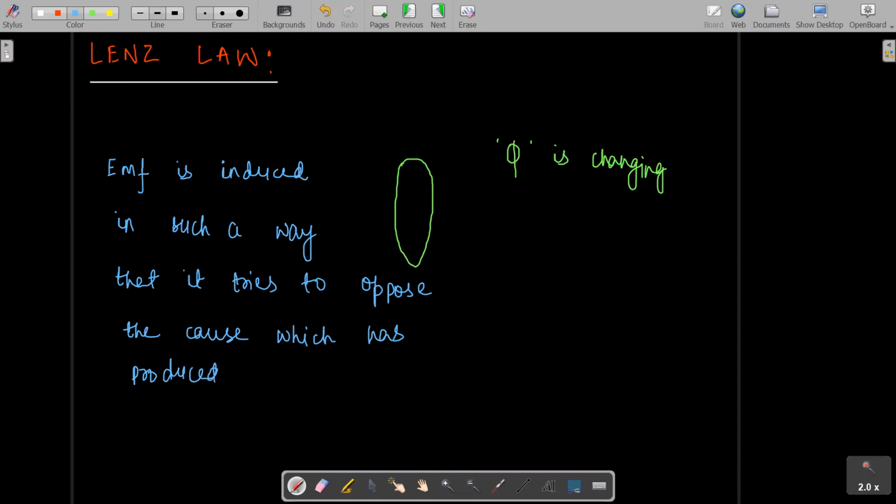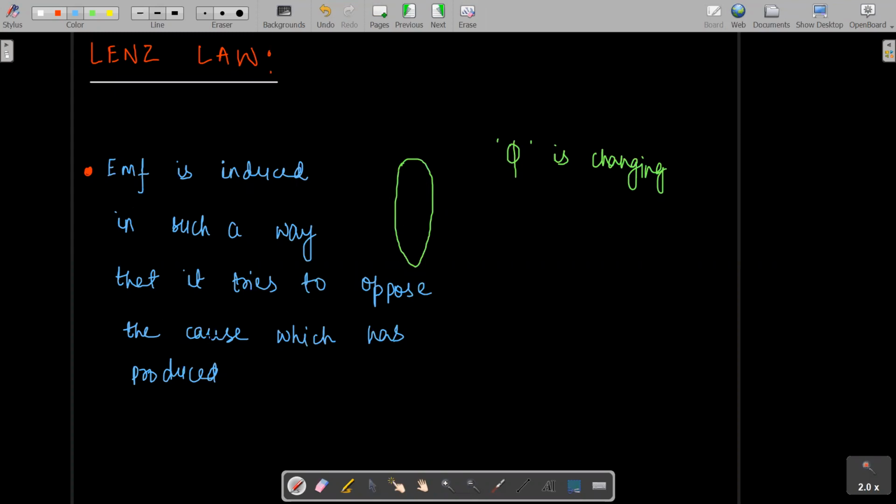Do you understand this statement, students? This is a very good and very simple statement actually. We are talking about induced EMF. These things are already understood: flux is changing through this loop, and we already know that if flux changes through any loop, then EMF will be induced in the loop. And it is telling you about the direction: EMF is induced in such a way that it tries to oppose the cause which has produced it.